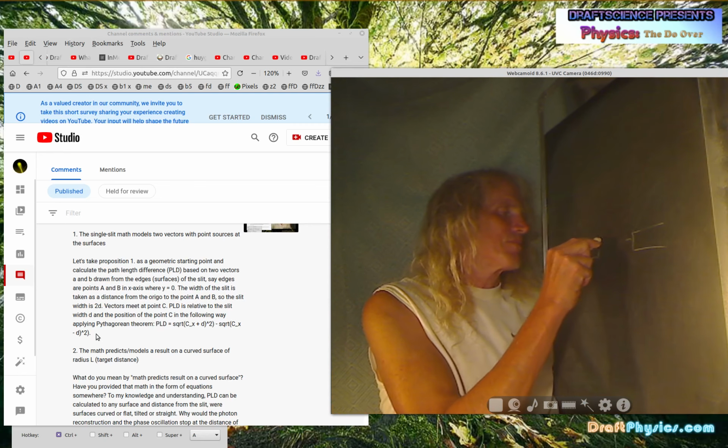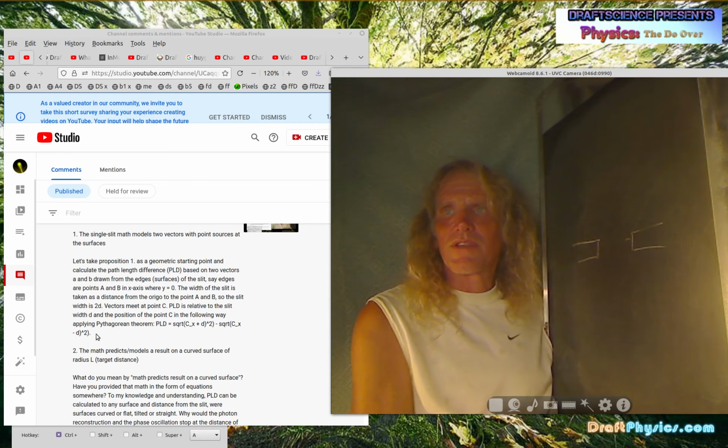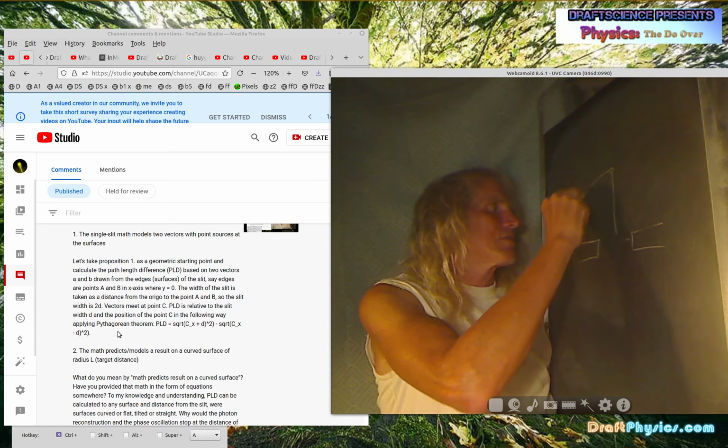Anyway, I just don't know why you're screwing this up. All right, so I don't know. I don't see any value in any of that. The simple argument is the distance L is a radius.